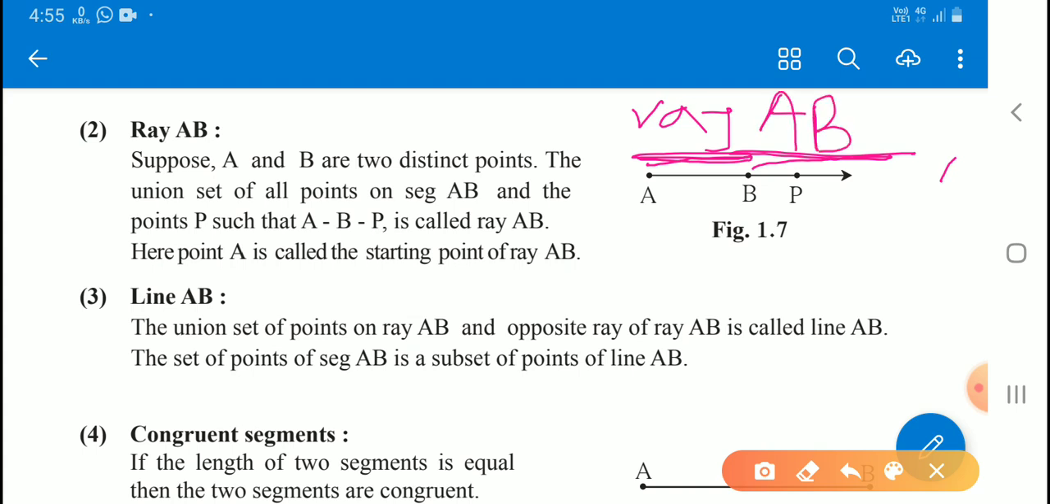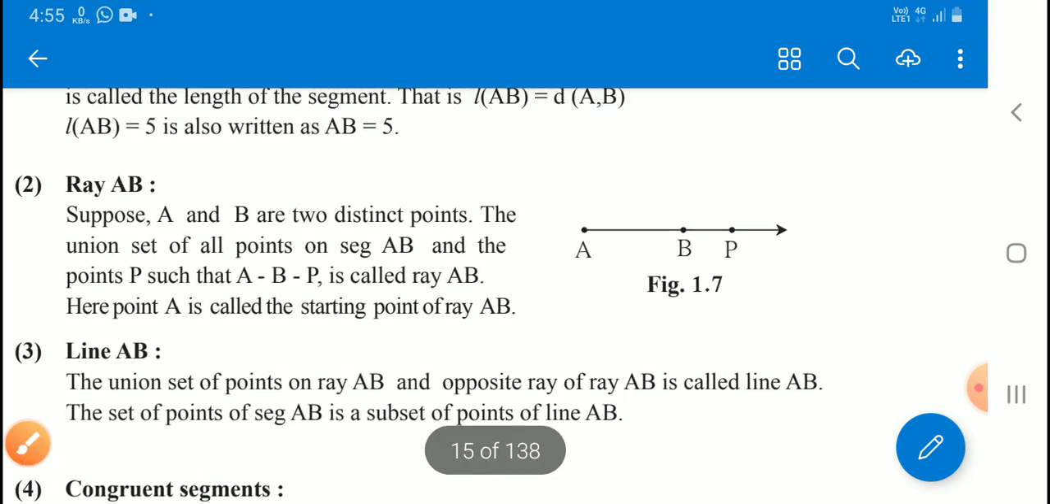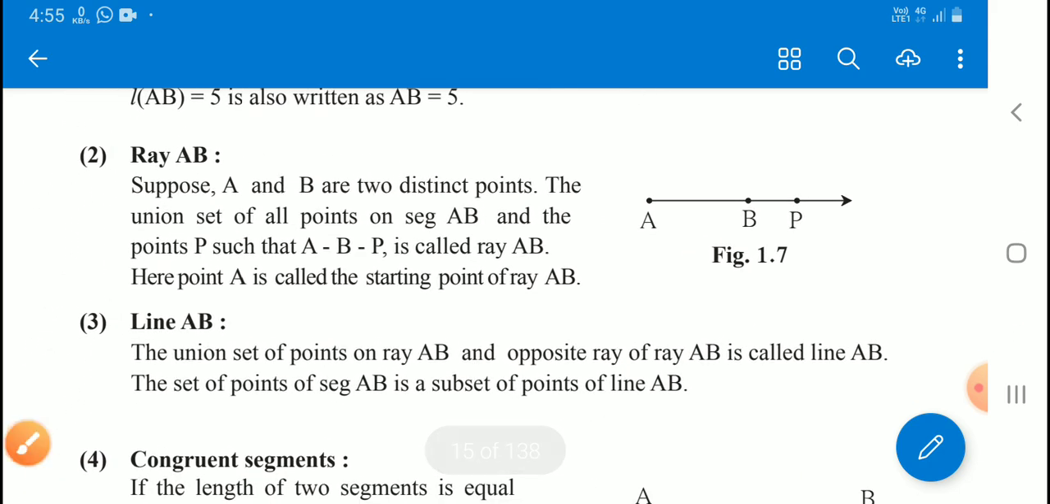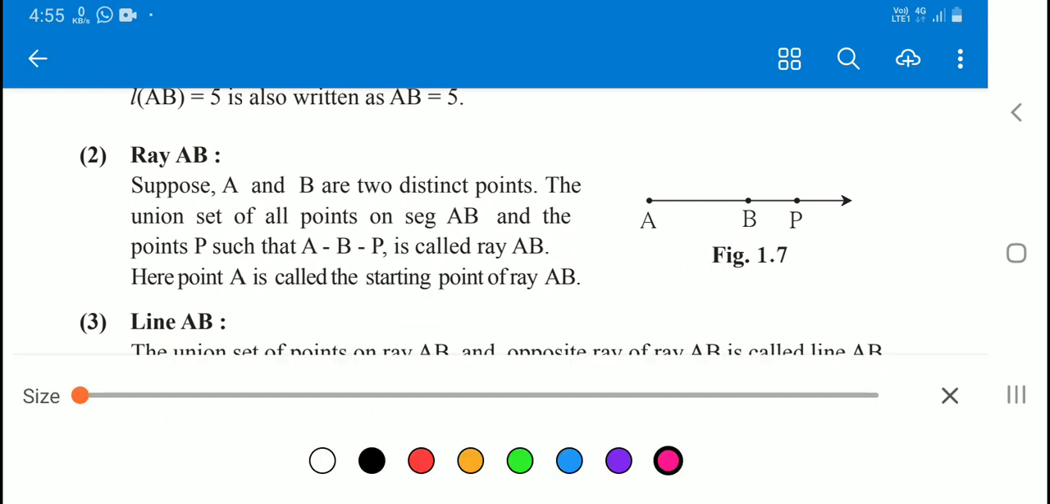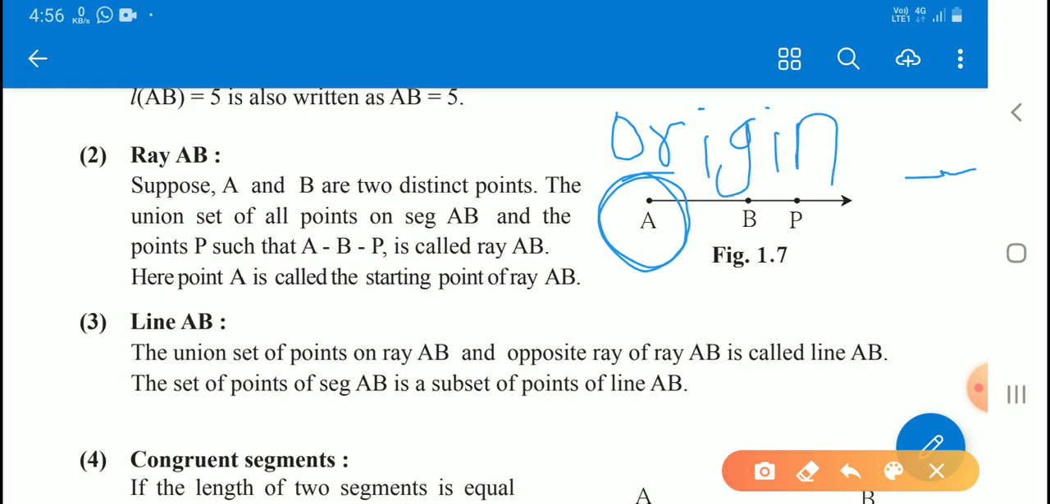Now the union set of all points on segment AB and the points P such that A-B-P, means B is in between A and P, is called ray AB. Here point A is called the starting point of the ray. In your previous standard you have studied this, the point which is also known as the origin of that ray. Here point A is known as the origin of this ray AB.